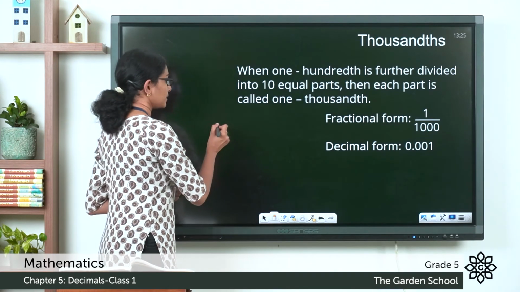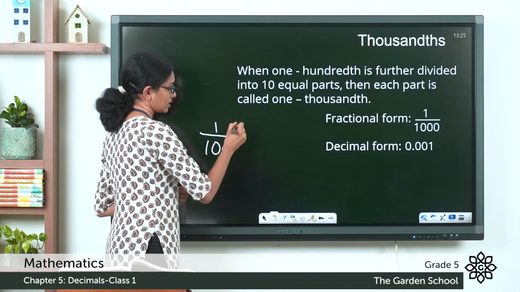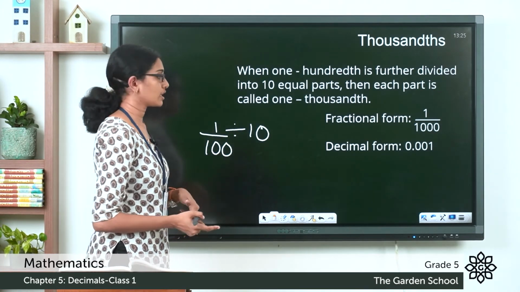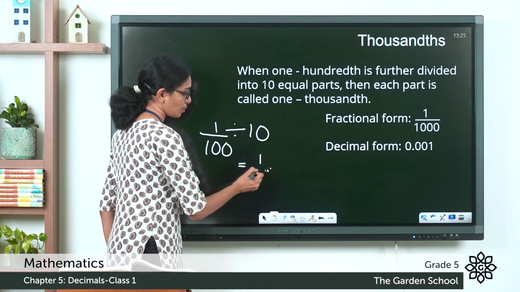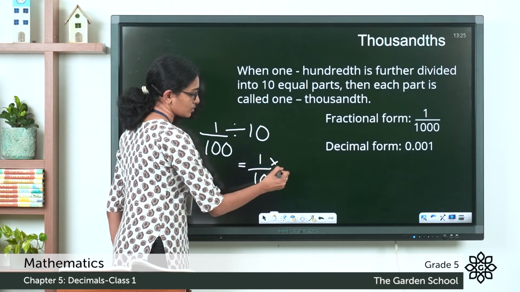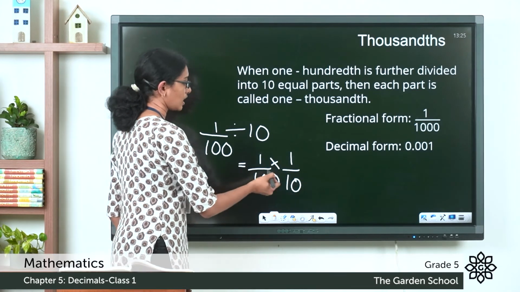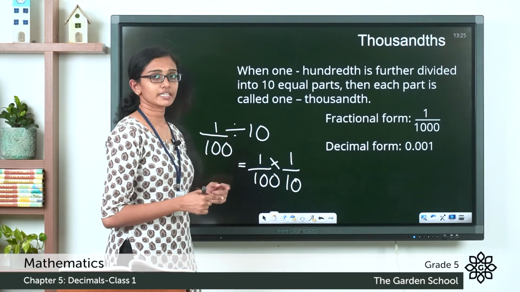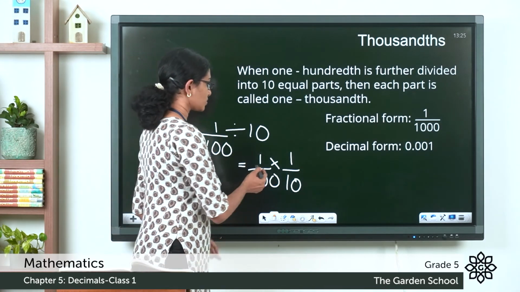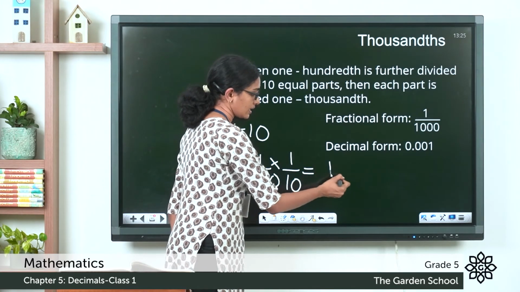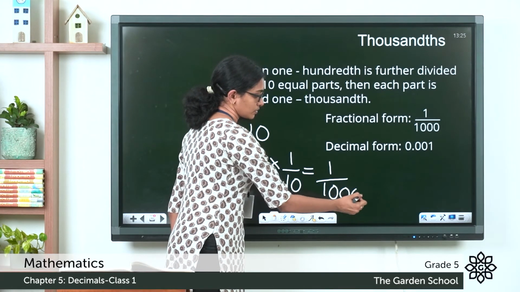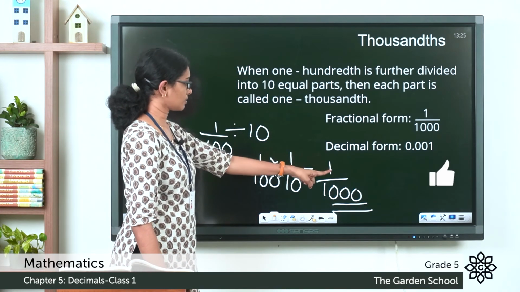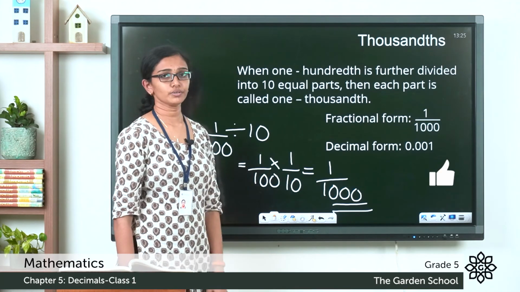We'll see thousandths. Now we saw 1/10ths, 1/100ths, and what if we divide this 1/100ths again into 10 equal parts? It will become 1 by 100 divided by 10. 1 by 100th is again divided into 10 equal parts and that becomes 1 by 100 into 1 by 10. Right? How do we divide a fraction by a whole number? We take the multiplicative inverse and multiply the fractions, right? So it is 1 into 1 by 100 into 10 and that is equal to 1 by 1000. 1 into 1 is equal to 1. 100 into 10 is equal to 1000.